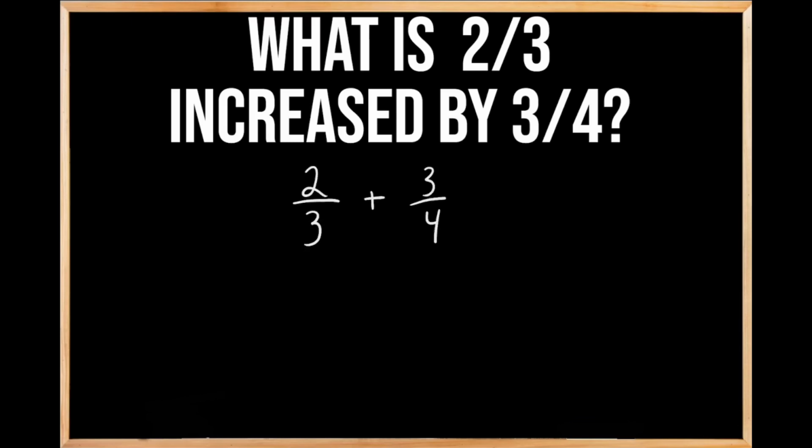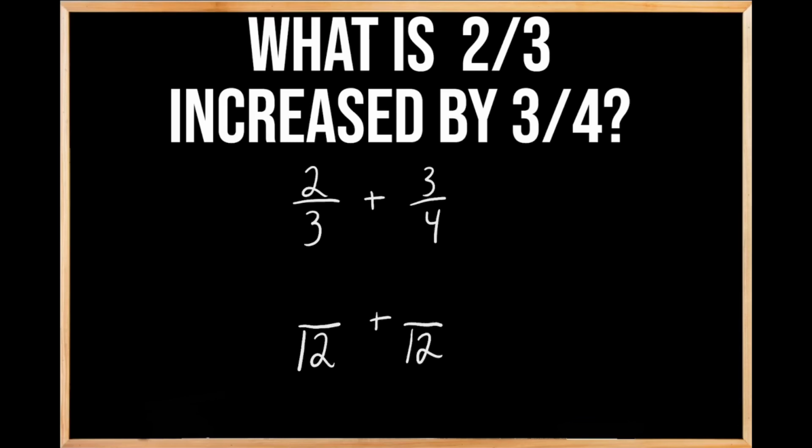3/4. Now, in order for us to solve this addition problem, the first thing we need to do is rewrite these fractions with a common denominator. And a common multiple for both 3 and 4 is 12. So down below, we're going to rewrite these fractions with a common denominator of 12.